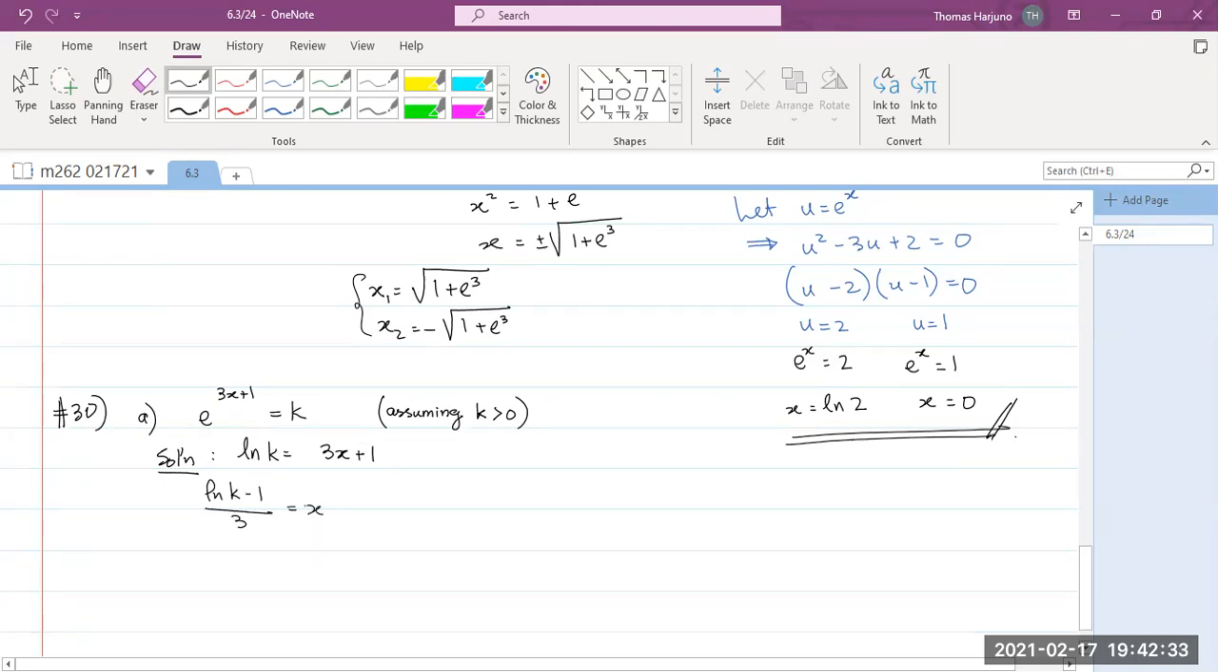This is actually not the only way to do it though. The second way to do it, but this is more hassle. You happen to see, oh, e to the 3x plus 1 is e to the 3x times e to the 1. e to the 3x times e to the 1 equals k. So you divide by e first.